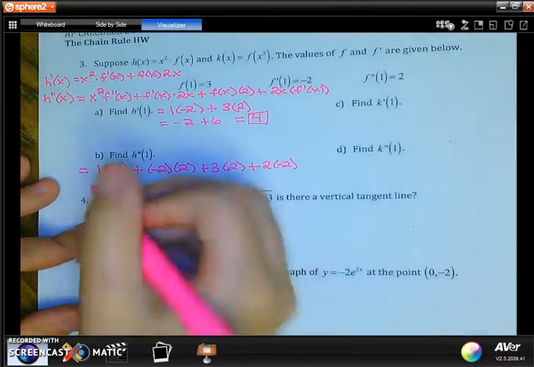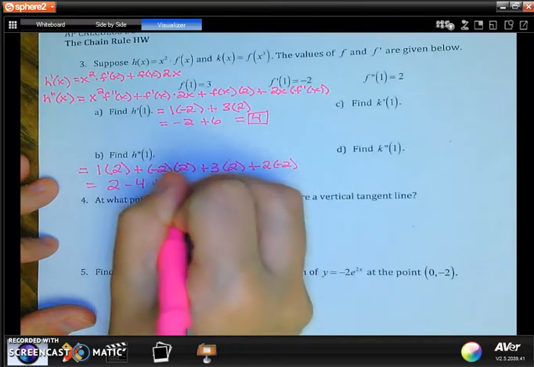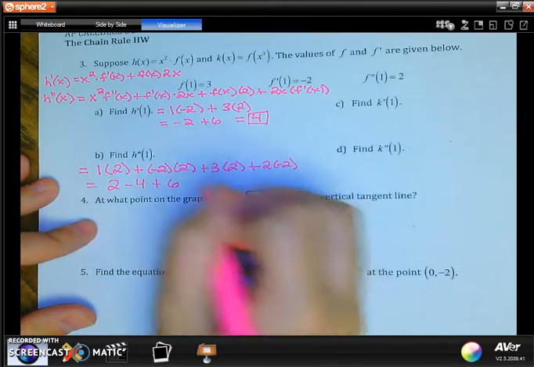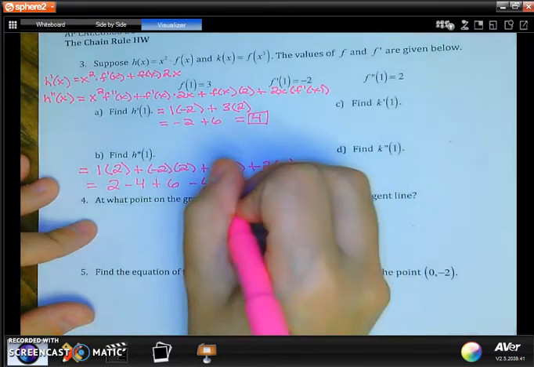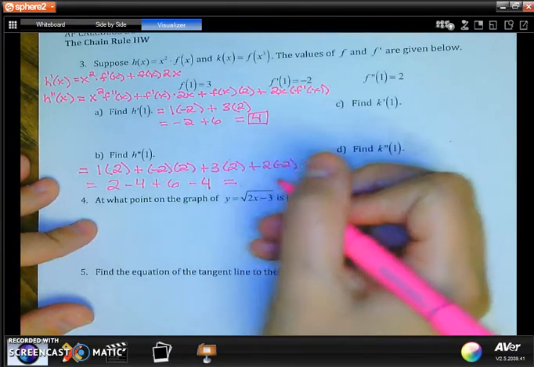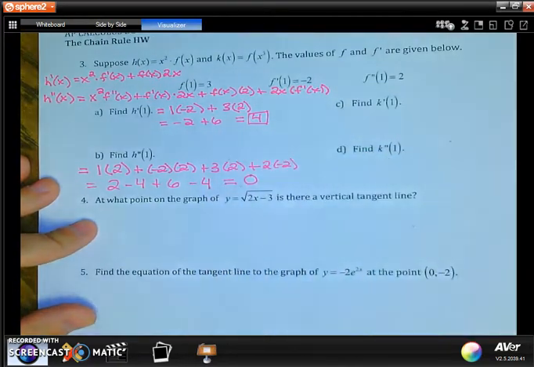So hopefully I plugged all that in. That gives me 2 minus 4 plus 6 and a -4 again. Okay, so then you can add all those together. Oh, and that just gives me a 0. So I have a 0 there.